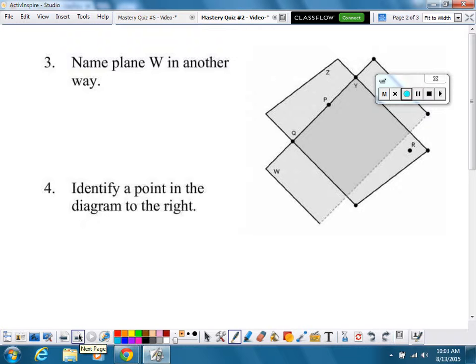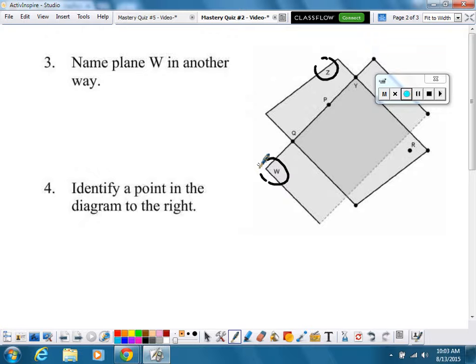Question number 3. You can see the diagram has a couple of planes on it. You'll see that it's plane Z. The Z up here represents the plane Z, and that's the one rectangle there. We also have a plane W. These are not points. Those are names of each of those planes. To name a plane, I need to use 3 non-collinear points, any 3 non-collinear points.